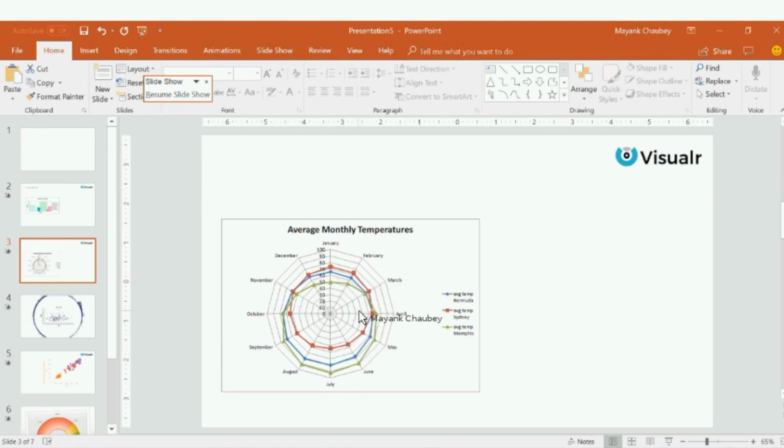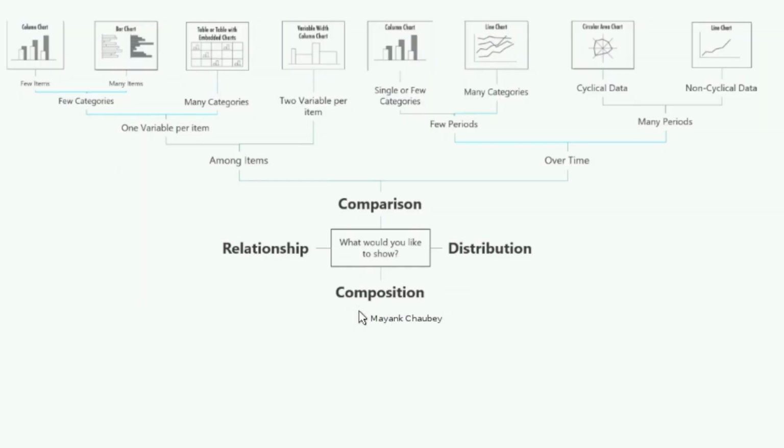So this is the best representation of a radial graph, and usually this is cyclical. So that's the reason we use it for this cyclical data over many periods. We use this circular area chart, or you can say this radar graph. And when it is not cyclical, we switch to a line graph. Now the comparison is done. Let's move into distribution.